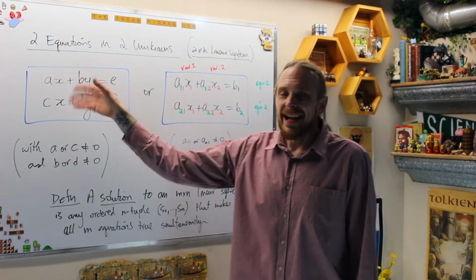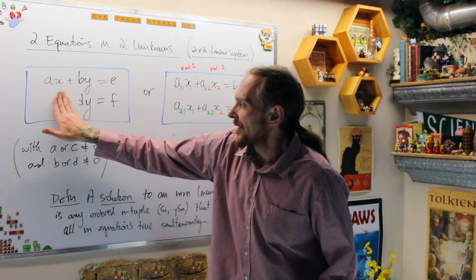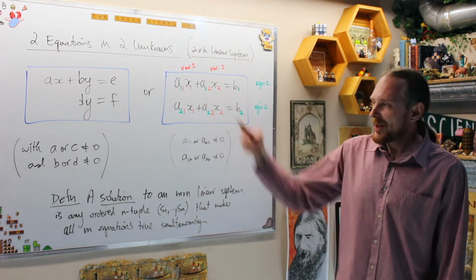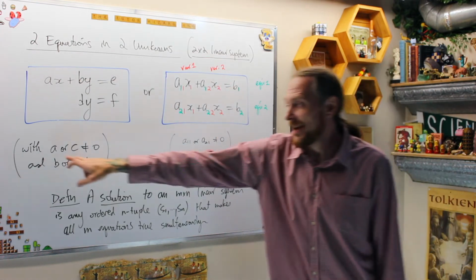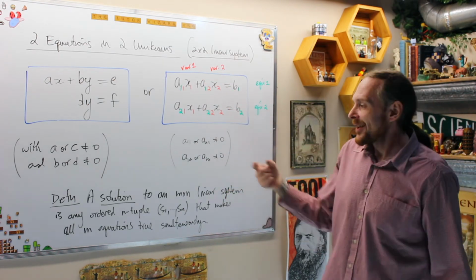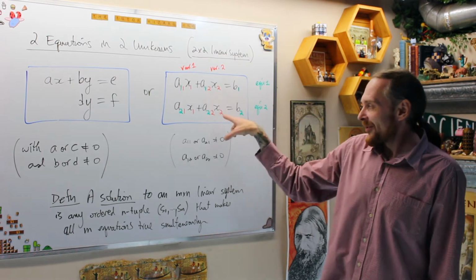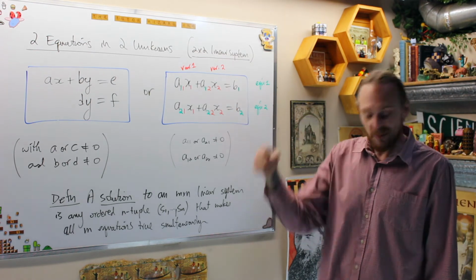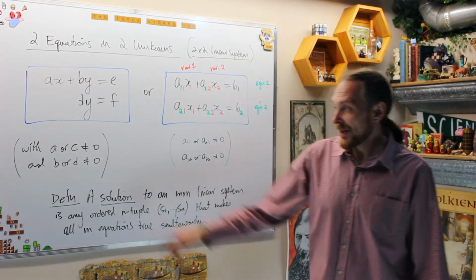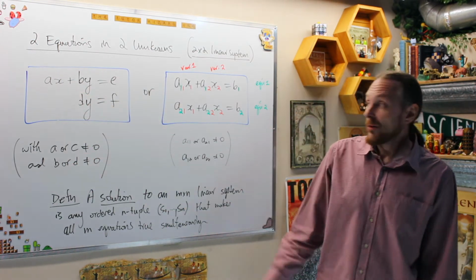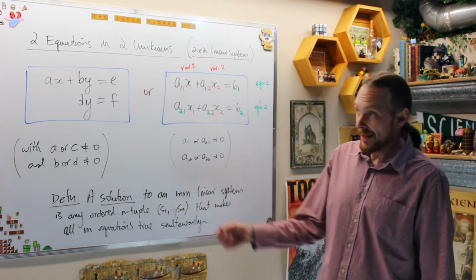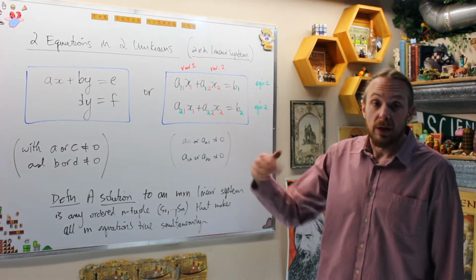In this scenario, you may have a system that looks like this. C could be 0. But if A was also 0, then you'd have a system of two equations and one unknown y. So we have the restriction that some of the coefficients can be 0, but all of the variables you're talking about must appear somewhere in the equations. Otherwise it's one less variable. So A and C must not both be 0, and B and D must not both be 0 simultaneously. That allows us to truly talk about a system of two equations and two unknowns.